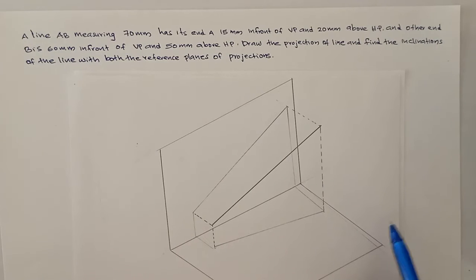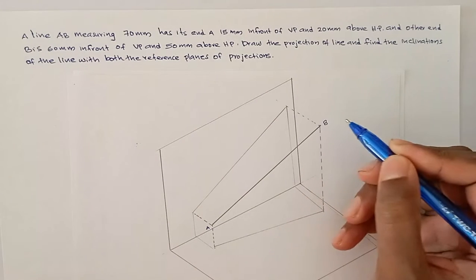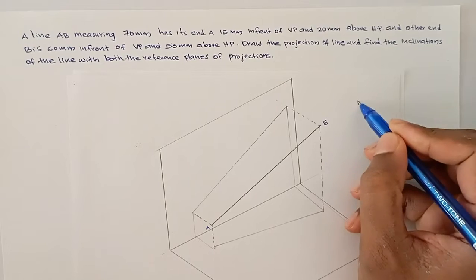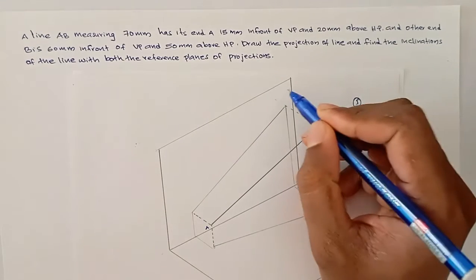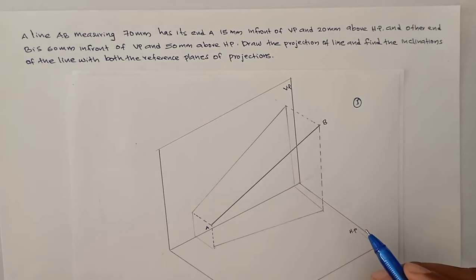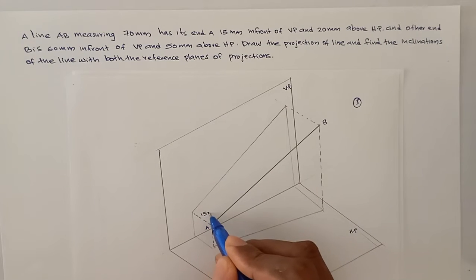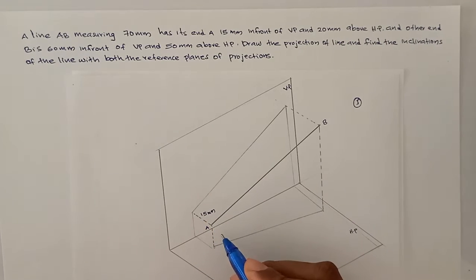This is our line AB. The name of the line is AB. It's lying in the first quadrant. This is our first quadrant. This is VP and this is HP. HP means horizontal plane. VP means vertical plane. And the point A, which is 15 mm in front of VP, this length is 15 mm, and 20 mm above HP. A is 20 mm above HP.